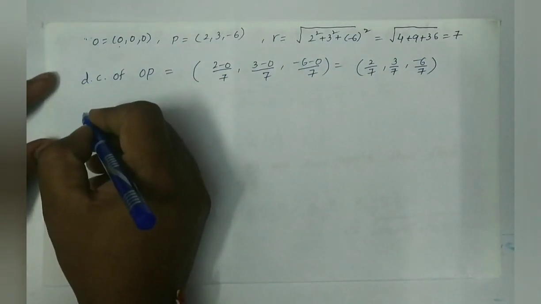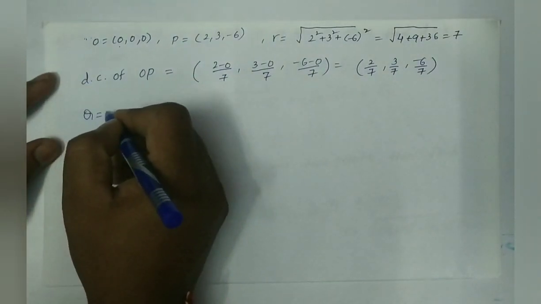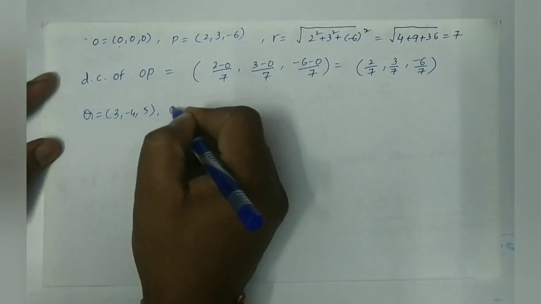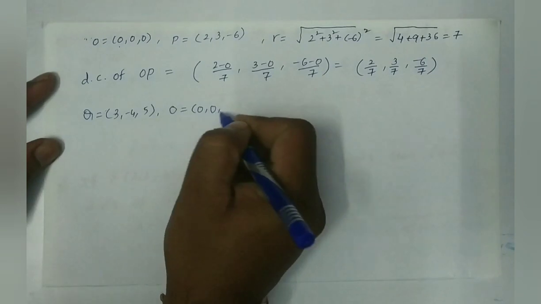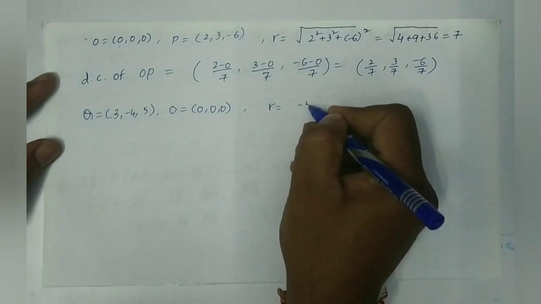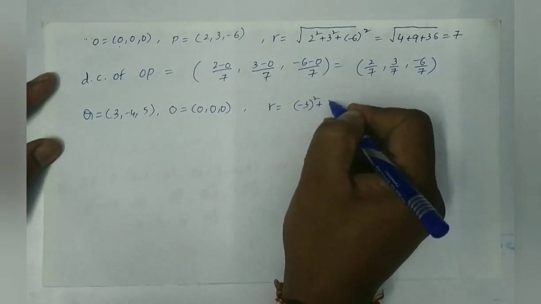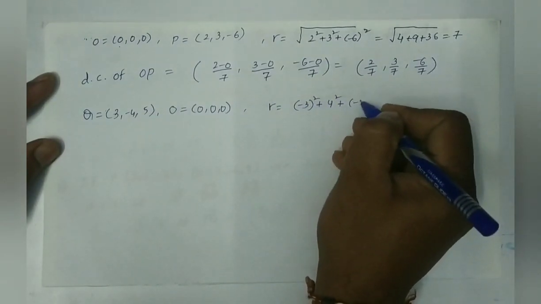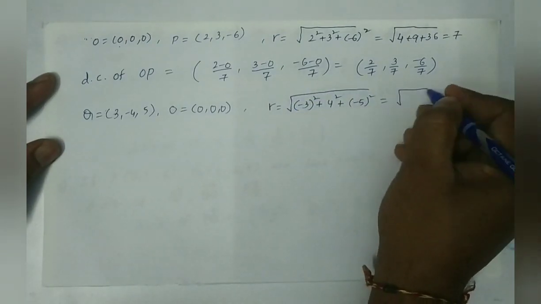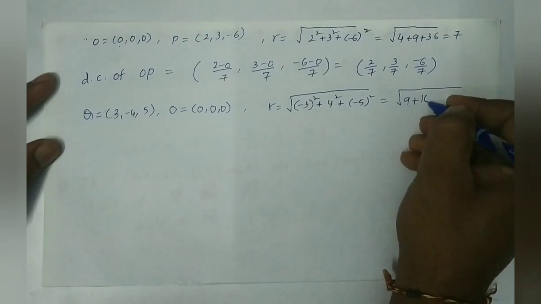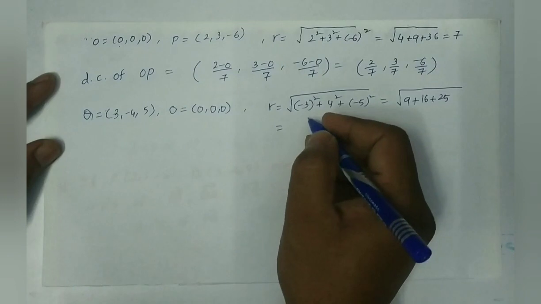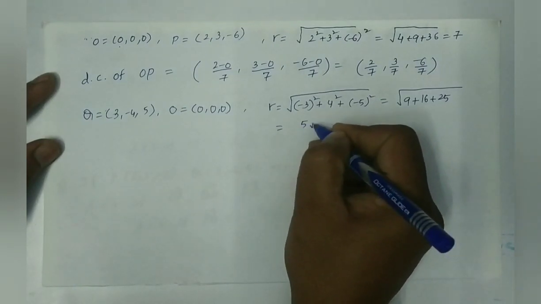Next, Q is nothing but (3, minus 4, 5), and the other point is the origin (0, 0, 0). So what is r here? r is the square root of minus 3 whole square plus 4 square plus minus 5 whole square, which is equal to the square root of 9 plus 16 plus 25, which is nothing but root 50. Root 50 is nothing but 5 root 2.